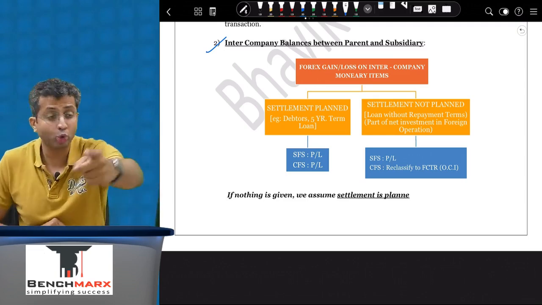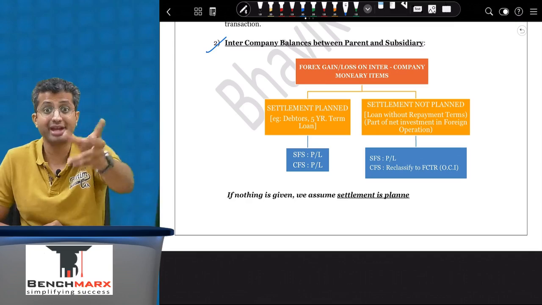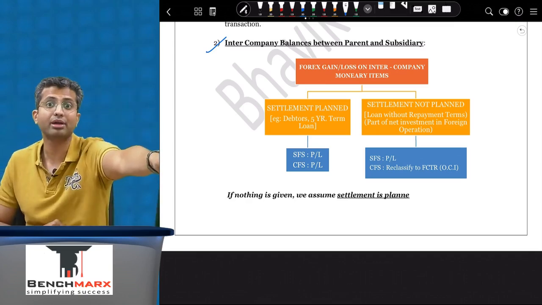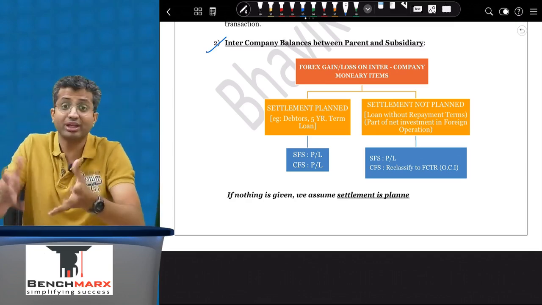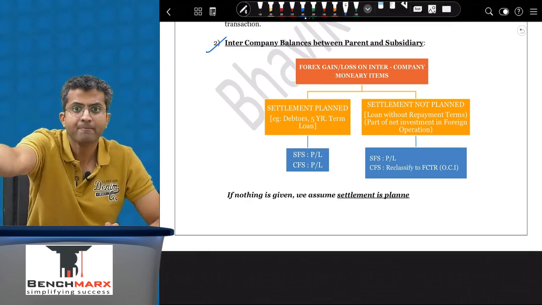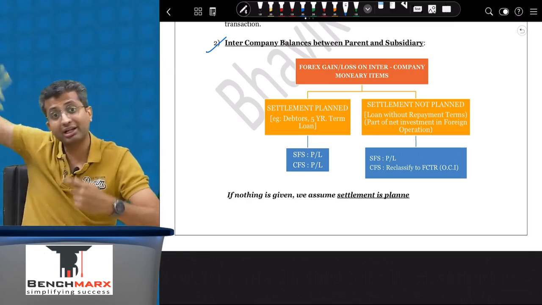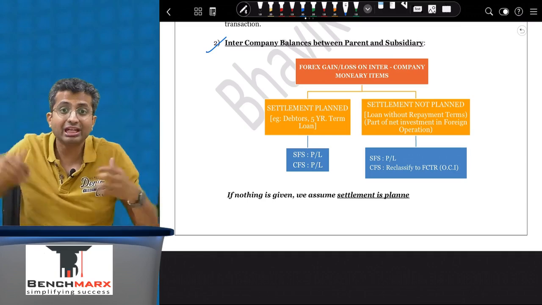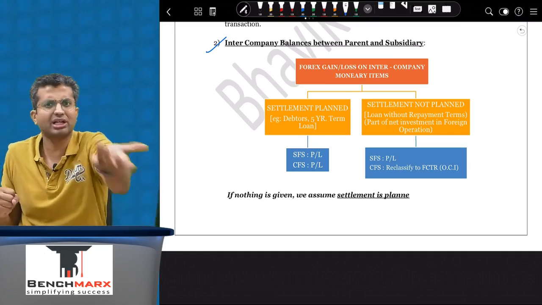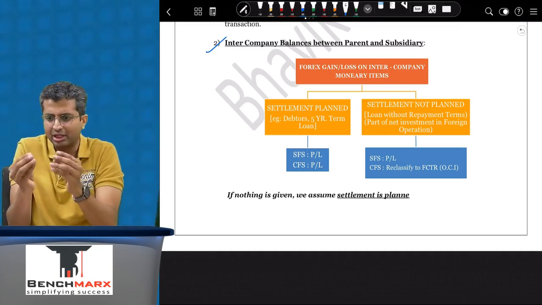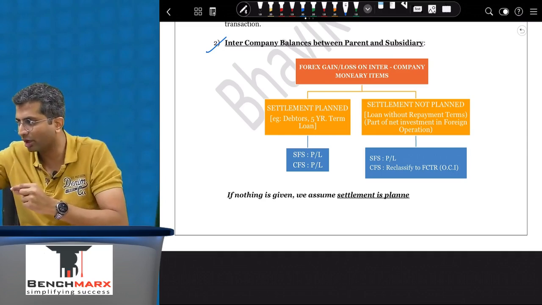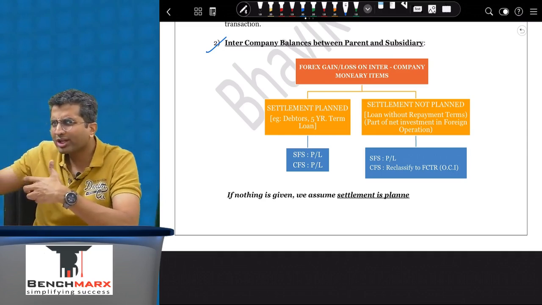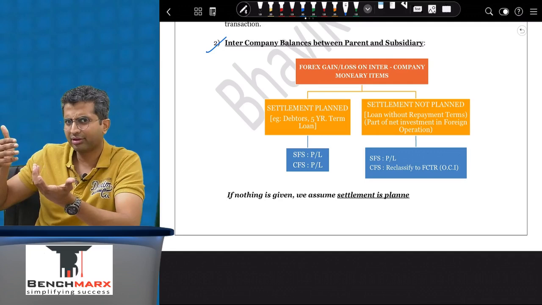Sir, why? If it is a loan, then today or tomorrow, the loan has to be repaid. Debtor, creditor, today or tomorrow, money has to be paid. However, if it is equity investment, money does not need to be paid till the time of disposal of the foreign operation. In a similar way, if this is a loan where settlement is not planned, then ultimately, if I have given you $100, you are not going to give me that $100 back.